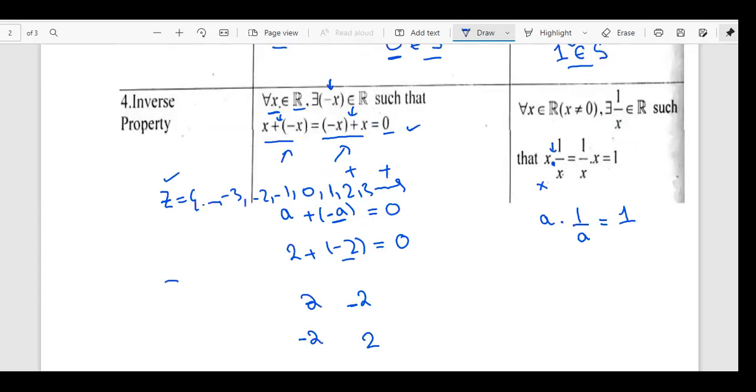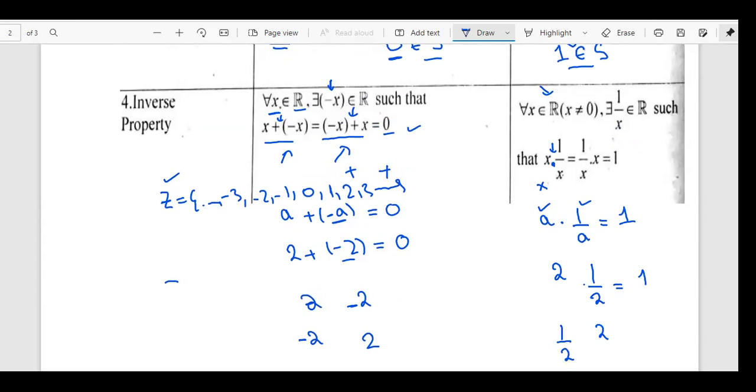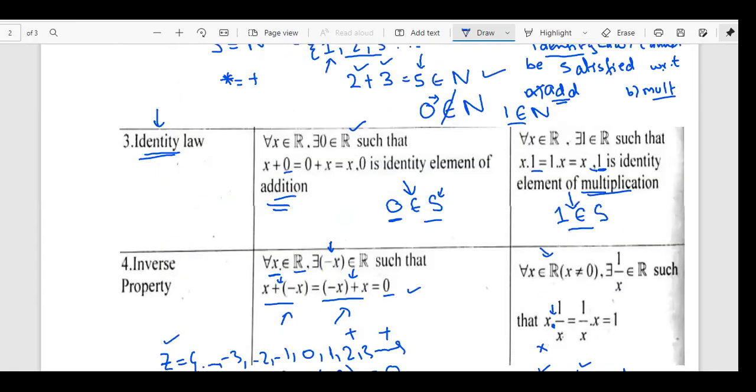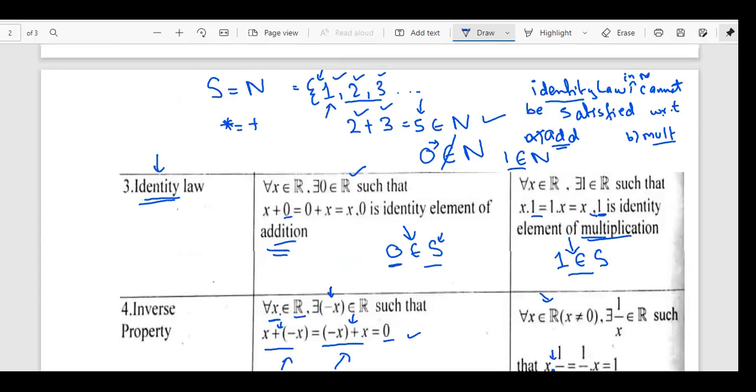Let's talk about multiplication. If we talk about multiplicative inverses, let's say my element is 2, my multiplicative inverse would be 1 by 2, because only then I will get 1, right? So if a is the element, 1 by a would be its multiplicative inverse, and if 1 by 2 is the element, 2 would be its multiplicative inverse, okay? Right, Emmet? Understood.